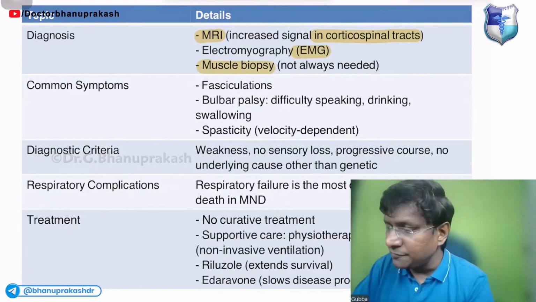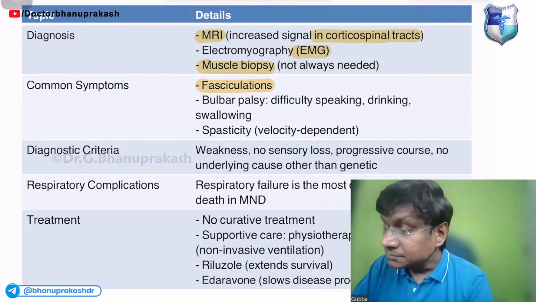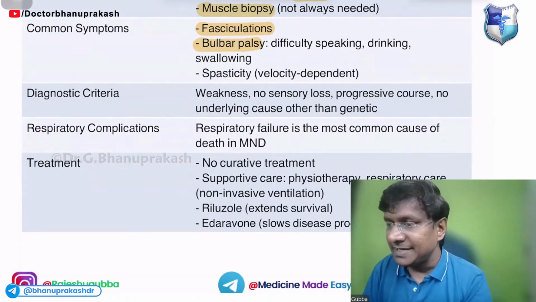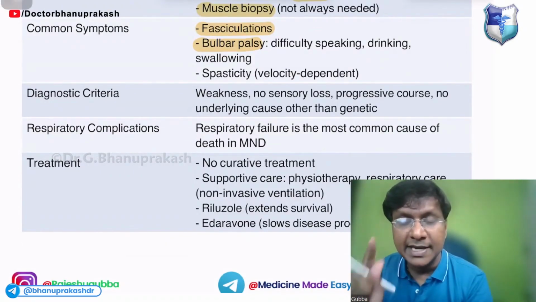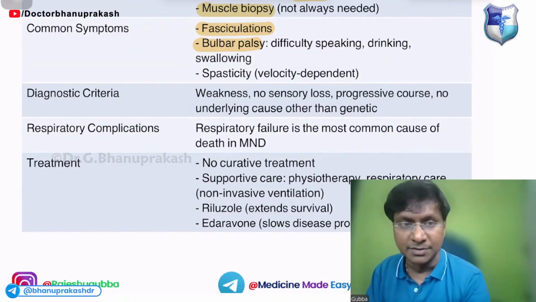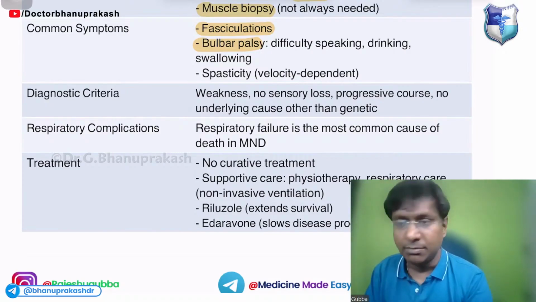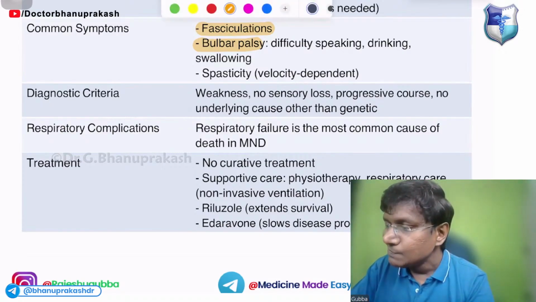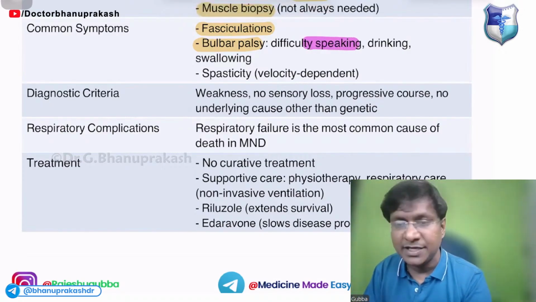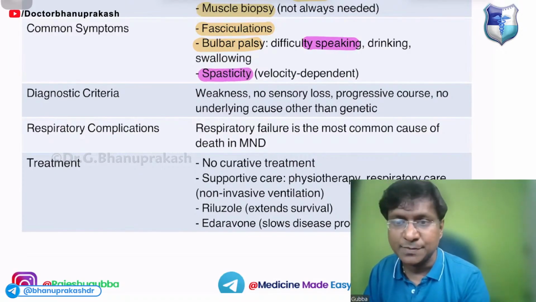So common symptom is what? Fasciculations. And why is that? Due to the involvement of the anterior horn cell. Bulbar palsy. What is this bulbar palsy? Bulbar palsy is where you have the involvement of the 9th, 10th, 11th, 12th cranial nerves. And where will be these 9th, 10th, 11th, 12th cranial nerves? That will be in the medulla oblongata. That gets affected, and that will result in bulbar palsy, and thereby these patients will have features like difficulty in speaking, drinking, and swallowing. And these patients will have spasticity, and that is due to the involvement of the corticospinal tract.